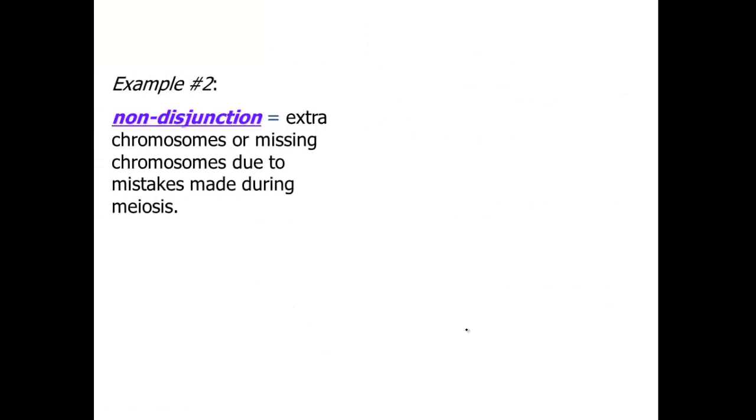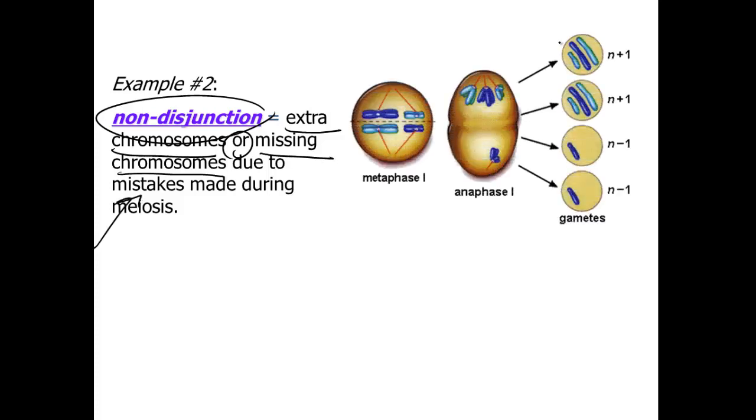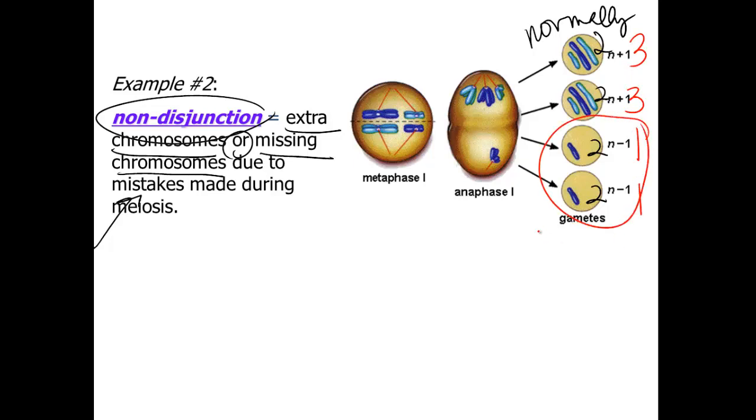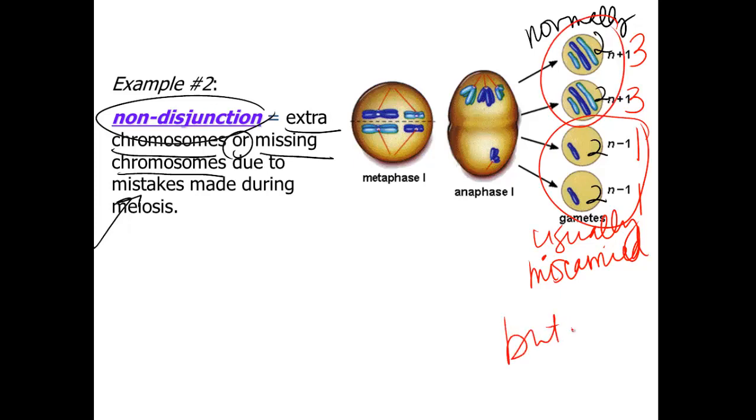Another type of chromosome mutation is non-disjunction, and that's a mistake that's made during meiosis. So with a normal meiosis, you'd get 2 copies of each chromosome in each cell. With non-disjunction, what happens is you can end up with 3 copies of each chromosome in some of your eggs or sperm and 1 copy in the others. Now usually when this happens, you get a miscarriage, because when there are mistakes in DNA, you usually miscarry. But sometimes the body will allow a child to be born with non-disjunction. An example of that is Down syndrome.